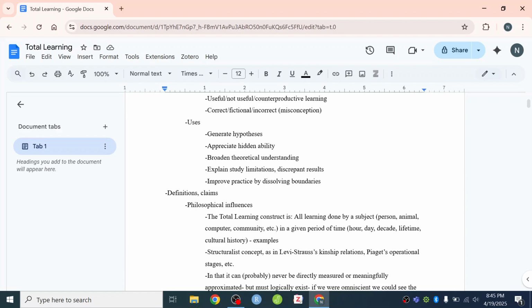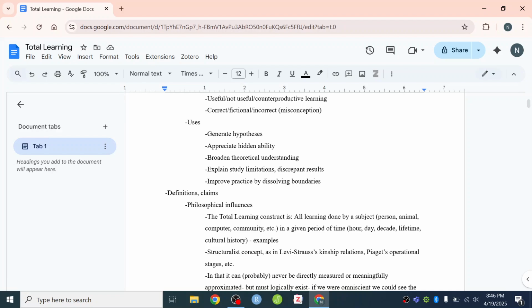It must exist in some theoretical sense, even if it can never be measured, because however you define learning, however you define total, there will be a total amount of it that occurs within a subject in a given period of time, and then you can go and try to find that and more closely approximate it, even if you can never completely approximate it.